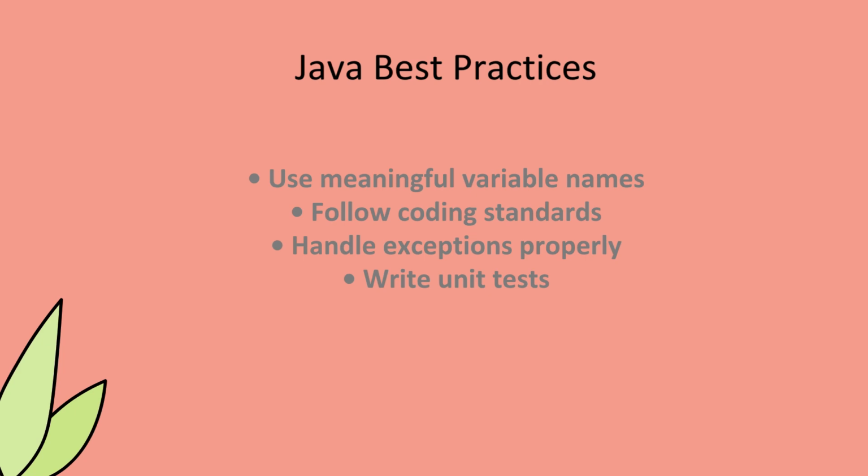Thirdly, handle exceptions properly. Don't just catch and ignore them. Log errors, provide informative messages, and recover gracefully when possible. This prevents unexpected application crashes and aids in debugging. Lastly and critically, write unit tests. Unit tests verify the correctness of individual components of your code, catch bugs early, and provide a safety net for refactoring and new feature development. Adopting these best practices will significantly improve the quality, reliability, and maintainability of your Java applications, leading to more robust and scalable software.